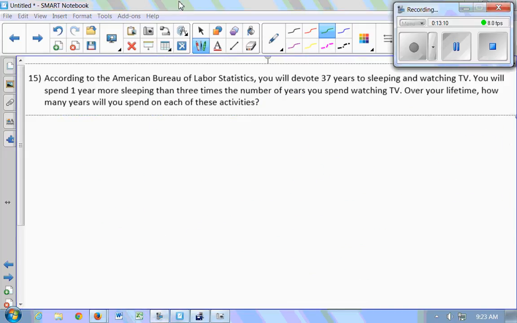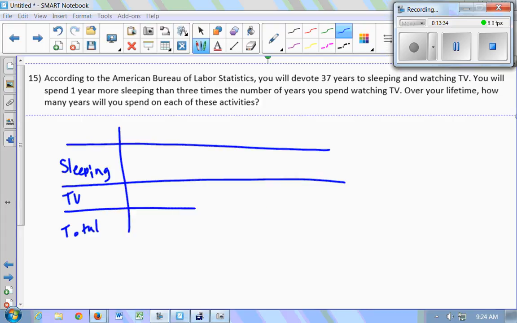All right, so according to the American Bureau of Labor Statistics, you're going to devote 37 years to sleeping and watching TV. So in total, 37 years will be spent sleeping and watching TV. So we've got two things. We've got sleeping. We've got TV watching, and we've got a total, the two together. You'll spend 1 more year sleeping and 3 times the number of years you spend watching TV. Oh, I might not need a table to do this.